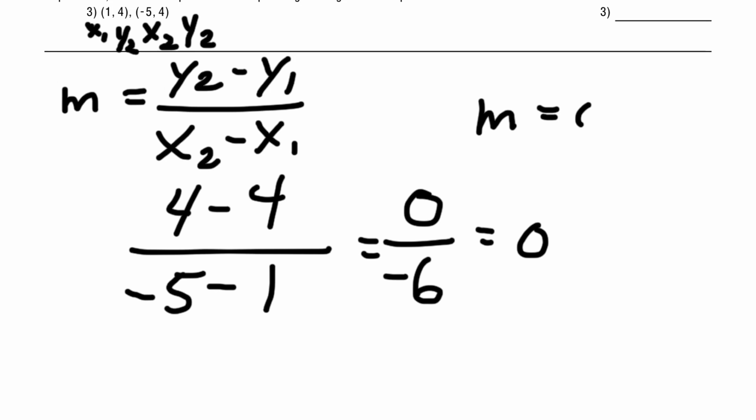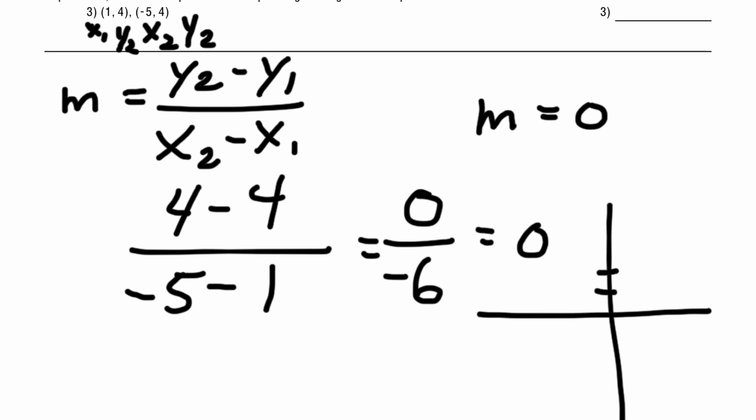M equals 0. And if we graph this thing, got 1, 2, 3, 4. It's a horizontal line that goes, let me change colors, goes right through 4. It's always going to be 4.